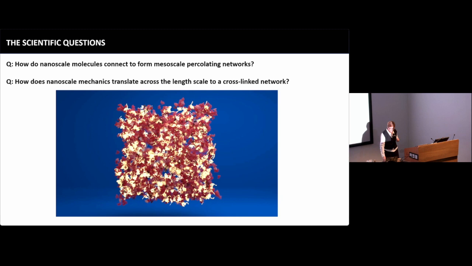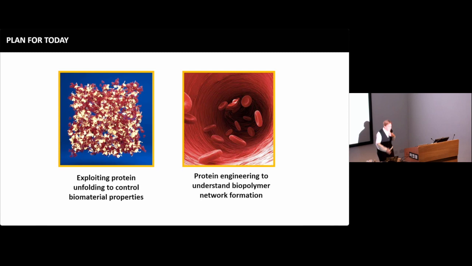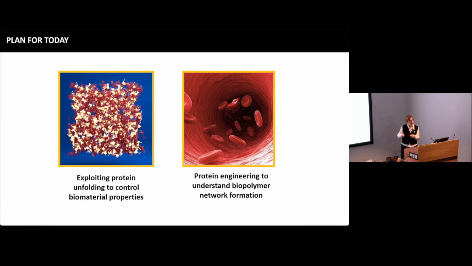So how do the nanoscale molecules connect to form a network? We need to understand that. And how does this mechanics translate across length scales? Does it matter that a protein has mechanical robustness when it finds itself in a network like this? That's one of the things we're interested in. And so I'm going to try to give two examples, like our previous speaker, if I can stick to time. And in the first one, I want to share with you what we've understood by exploiting protein unfolding in terms of the way that the network builds and the properties of that network. And if I've got time, I'll move towards a biological setting in the second example.